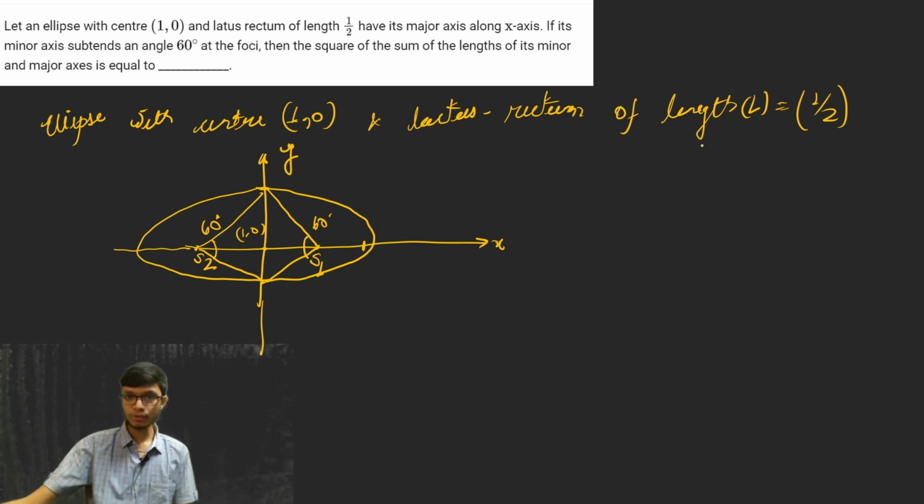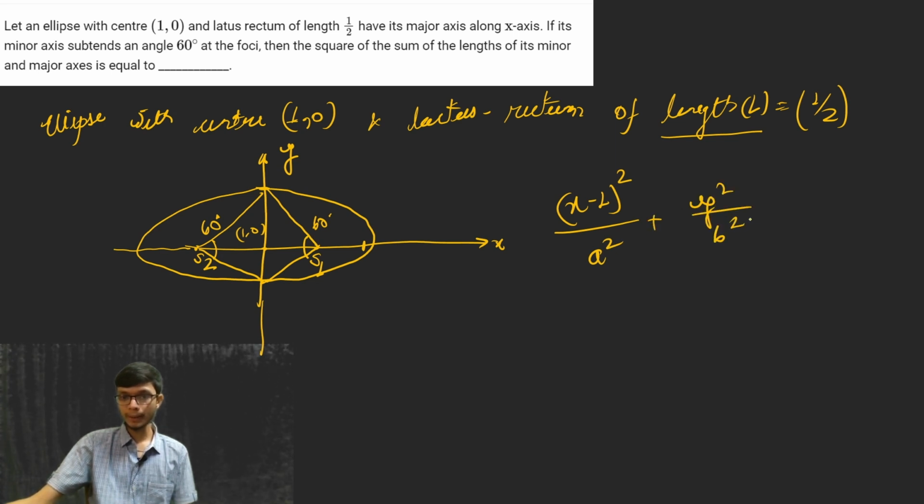Let us firstly use the property of latus rectum of length a. So if I say that this is an ellipse, which is basically a shifted ellipse, with (x minus 1) whole square divided by a square plus y square divided by b square is equal to 1. This is the equation of the ellipse with center (1, 0).